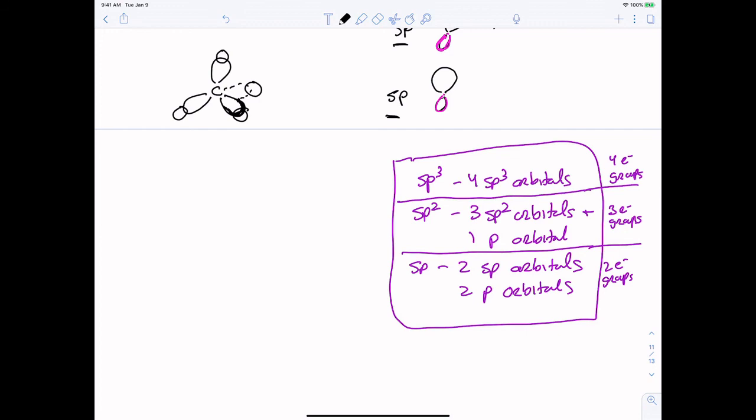Before we do another example, I want to talk about pi and sigma bonds real quickly. These also should be terms that you know from 151. I know it's been a while, which is why we want to make sure we review them here. So a sigma bond, we can use the Greek letter sigma to represent it, is formed from the direct overlap of orbitals. So direct overlap.